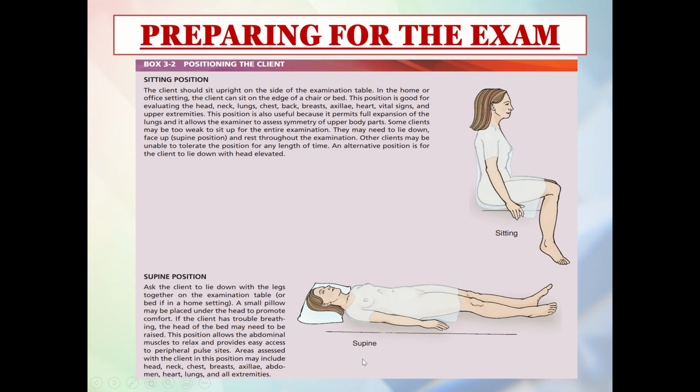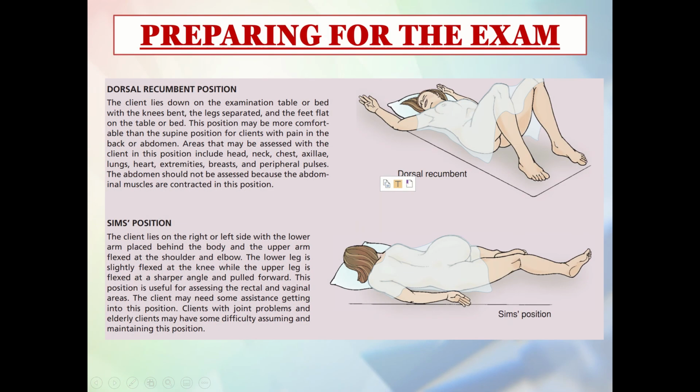What we assess there includes the head, neck, chest, breast, axilla, abdomen, heart, lungs, and all extremities. So those parts are very accessible in that position. Next, we have the dorsal recumbent position. In this one, the client lies down on the examination table or bed with the knees bent.